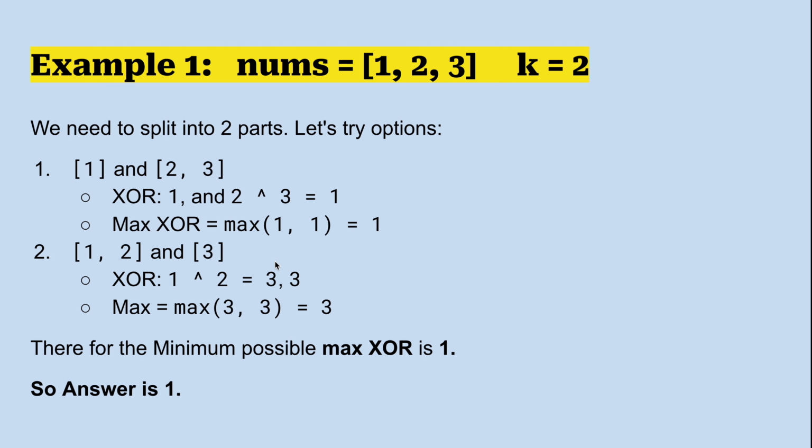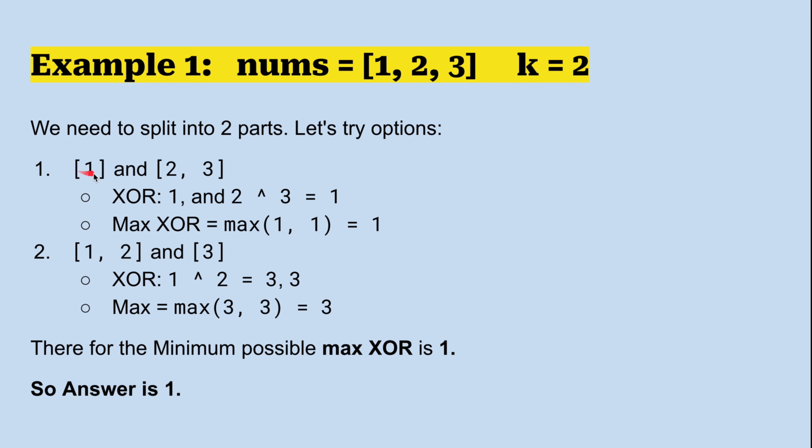So example 1 was saying [1,2,3], k equal to 2. So we need to split into two parts, because k we have given 2, k equal to 2, means we have to split this array into two parts, right? So if we try those options that we have seen, right?